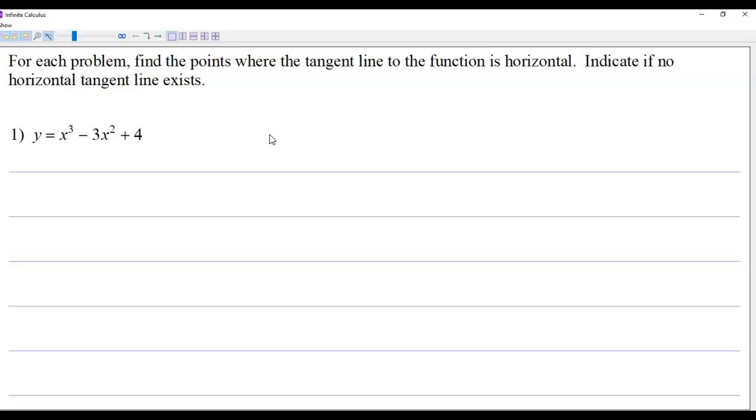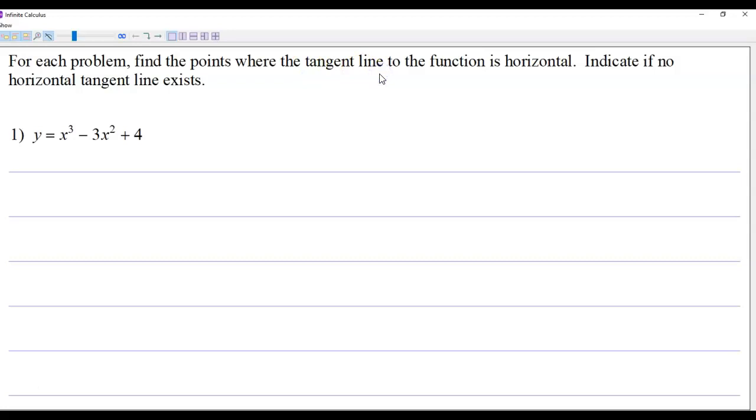Derivative, slope of the tangent line. This is pretty frequently asked by the AP test. Find points where the horizontal tangent or where the tangent line is horizontal. Indicate if that doesn't exist, so sometimes it won't exist. If it does, you're supposed to find it. So a couple things to make sure I'm going through.